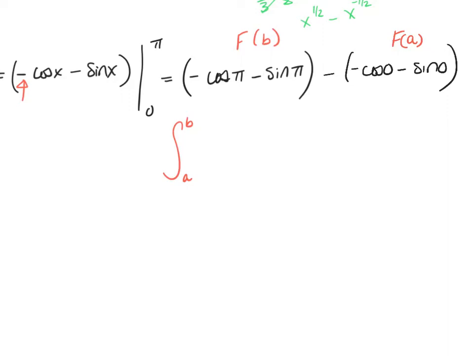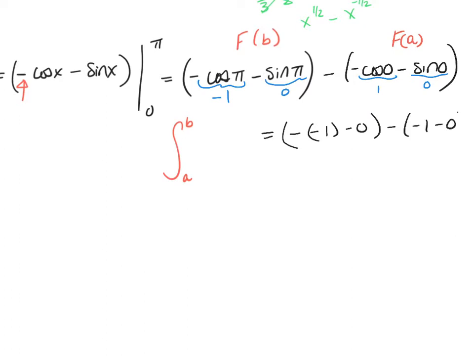So this part equals -1. The sine of pi is 0, so this part equals 0. The cosine of 0 is equal to 1, and the sine of 0 is equal to 0. So what I have is the -1 minus 0 minus a -1 minus 0. So I end up with +1 and then minus a minus, so +1. So my final answer is 2.